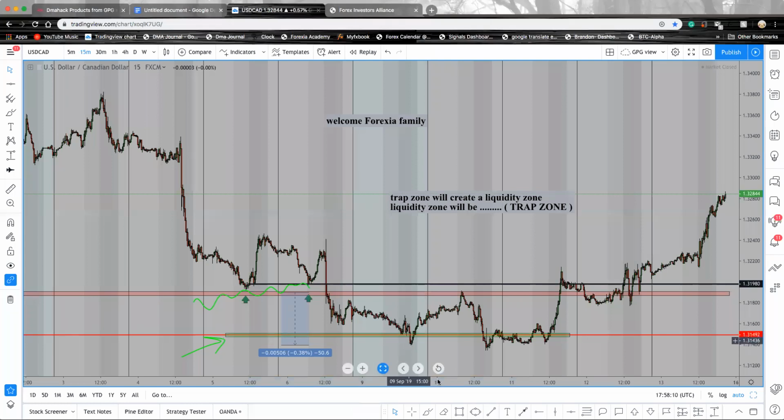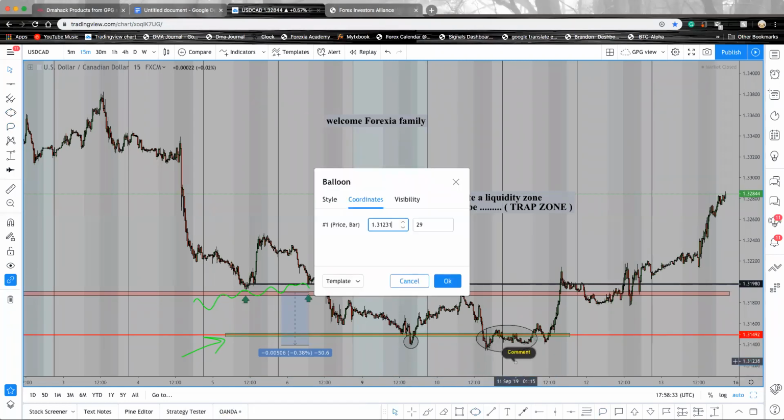Price came, broke it, trapped sellers right here on Monday, and then stopped on them. It broke it again in the New York session on Tuesday and stayed below the zone. Consolidation is the session where the market maker will move slowly in a range, and what it does is trapping.